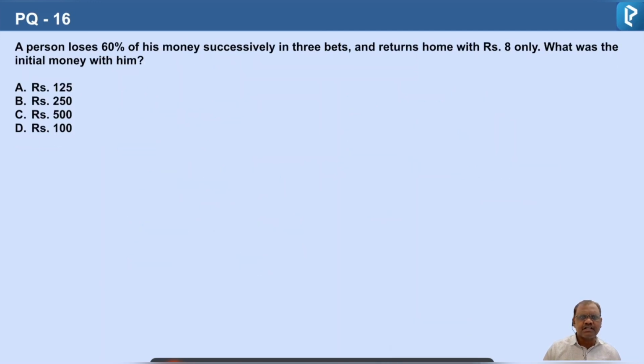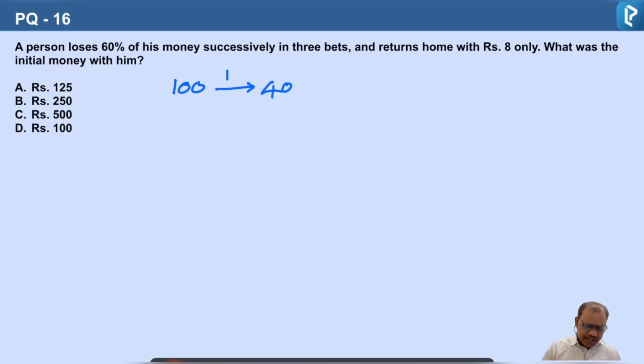Question number 16. A person loses 60% of his money successively in 3 bets and returns home with rupees 8 only. What was the initial money with him? So initial money, let us assume as 100. 60% he lost in the first bet. So in the first bet he lost 60%. So what is remaining? 40% is remaining. 40 will be remaining. So this is after the first bet.